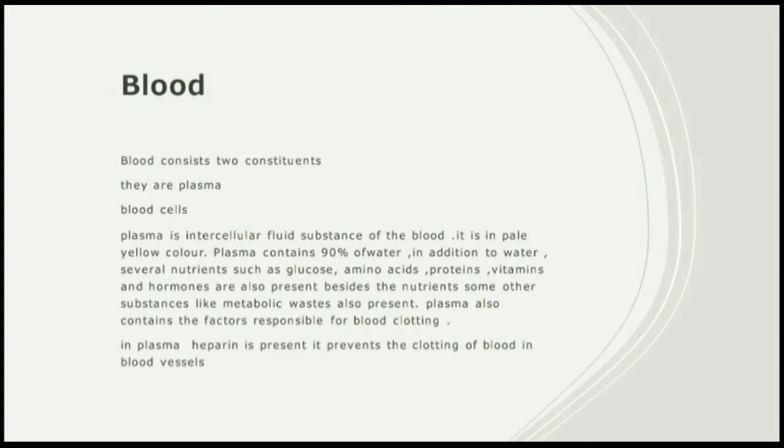Plasma contains nearly 90% of water. In addition to the water, several nutrients such as glucose, amino acids, proteins, vitamins, and hormones are also present. Besides the nutrients, some other substances like metabolic wastes, ammonia, urea, uric acid are also present in the blood.